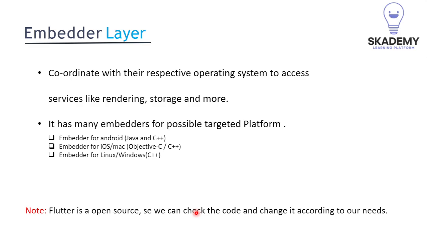Now we will try to understand the theory parts. The embedder layer coordinates with the respective operating system. So what is the respective operating system? If we set up for Windows, then the respective operating system is Android. So this embedder layer coordinates with their respective operating system. For example, the embedder layer coordinates with the Android operating system.